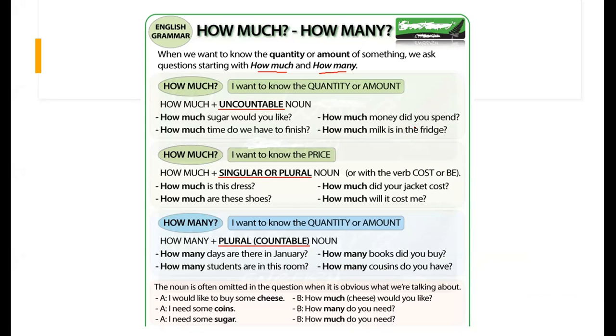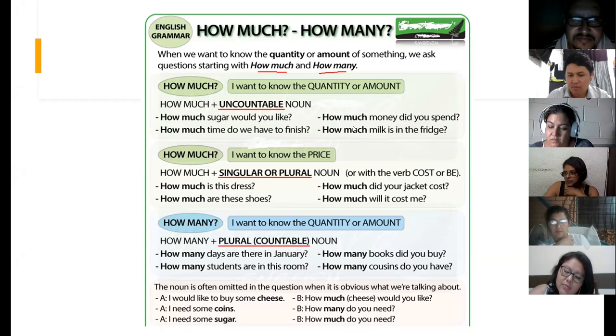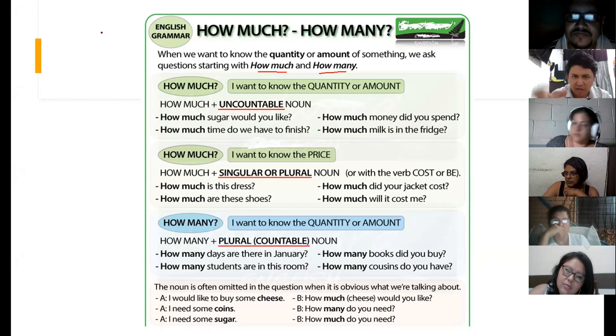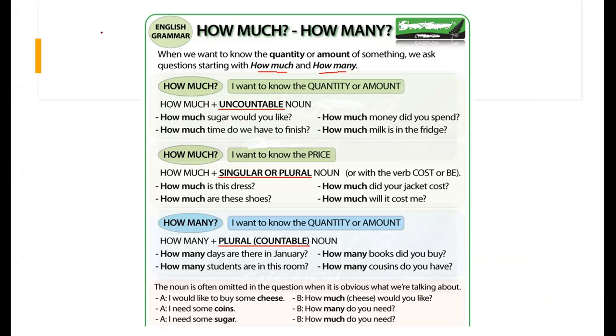I don't know, maybe 50 bucks. 50 bucks, all right. So how much milk is in the fridge? En este caso, si no toma leche, crema, right? How much cream is there in the fridge? La que le pone al pan francés, right? So that one. So you use much for uncountable nouns in there.